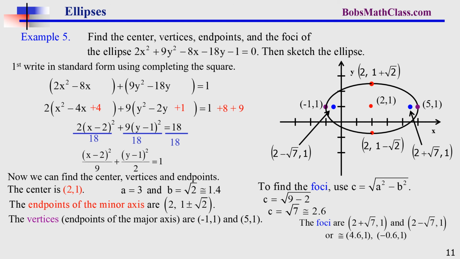Again, it depends on your teacher if they want you to leave it in radical form, which is exact, or in decimal form, which you have to round. So approximately 4.61 or negative 0.6 comma 1 would be our foci. All right, it's all over. Kind of a long lesson, but this was our video on ellipses.